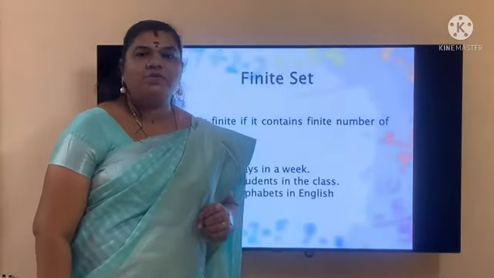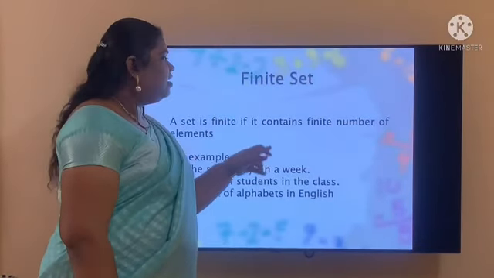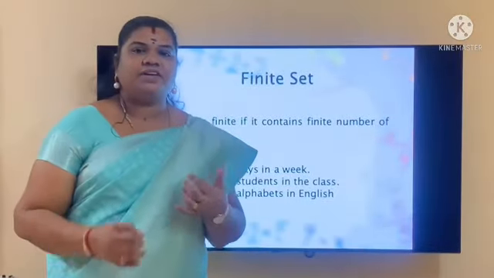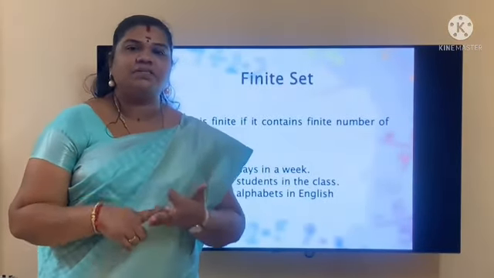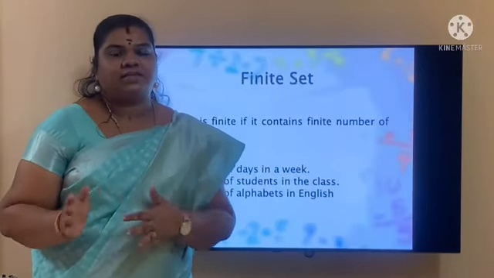So these are the types of sets which we are going to see in detail. First we are going to see about finite set. A set is finite if it contains a finite number of elements. What's the meaning of finite? Finite means when you are able to count and say the number of elements in a set, that particular set is called a finite set.